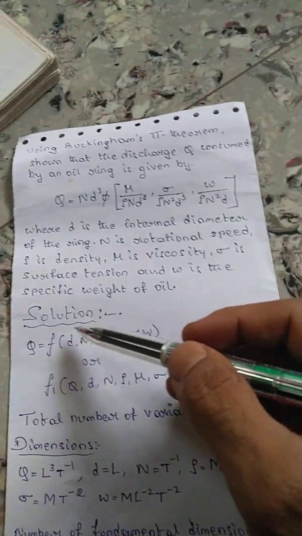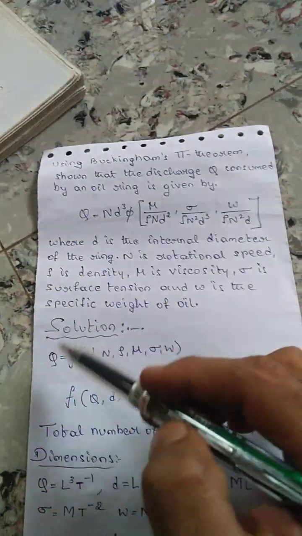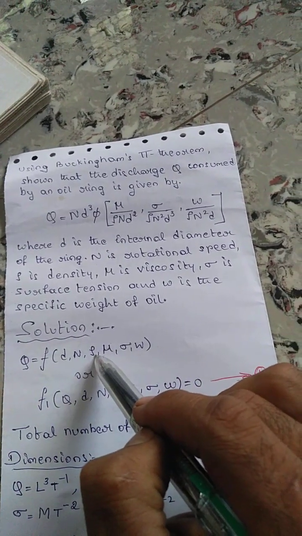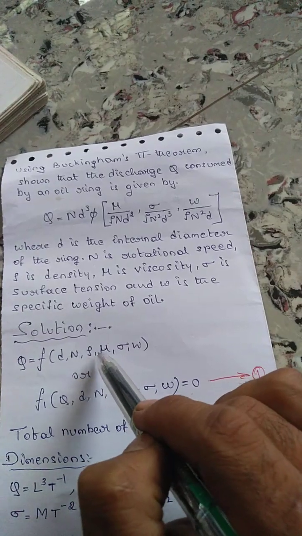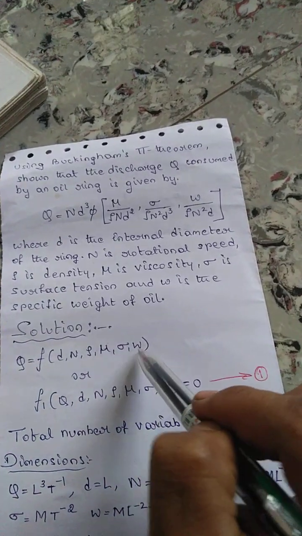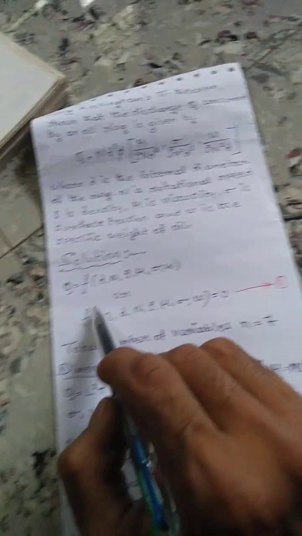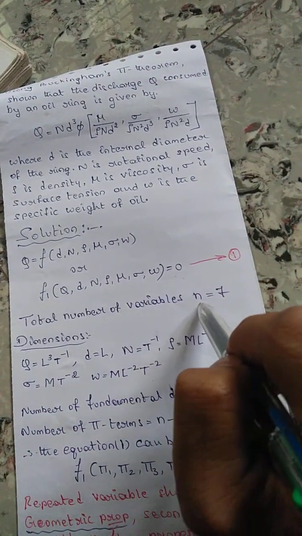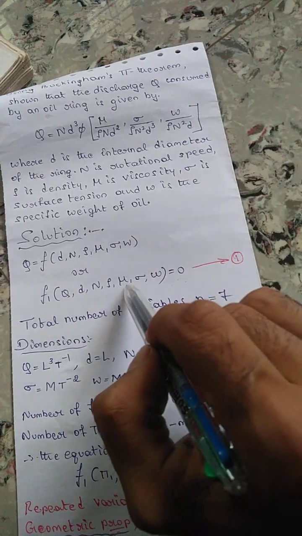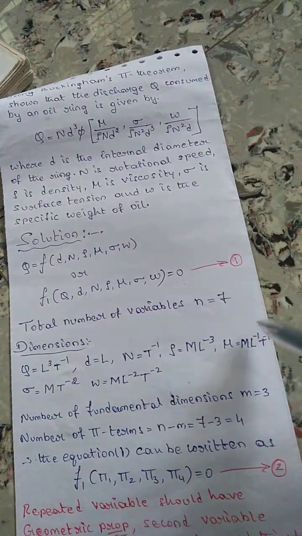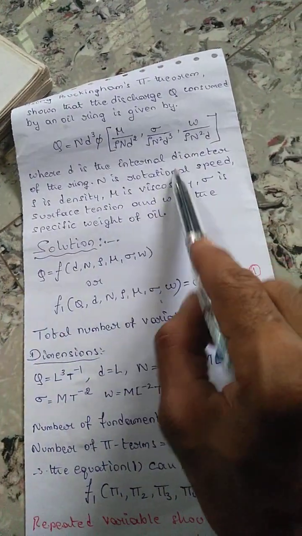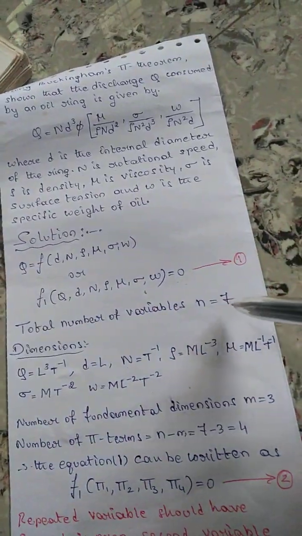So we can write Q is equal to function of d, n, rho, mu, sigma, w. Okay, so Q is a function of all these terms. So the total number of variables, 1 2 3 4 5 6 7, these are the total number of variables which are mentioned in this problem. So n is equal to 7.